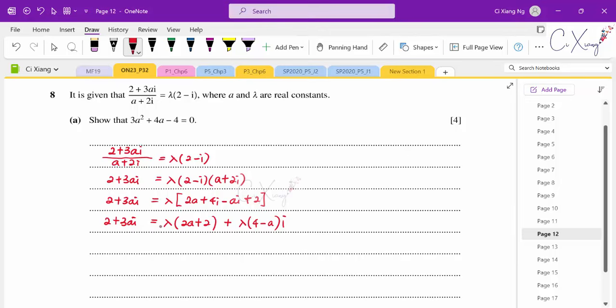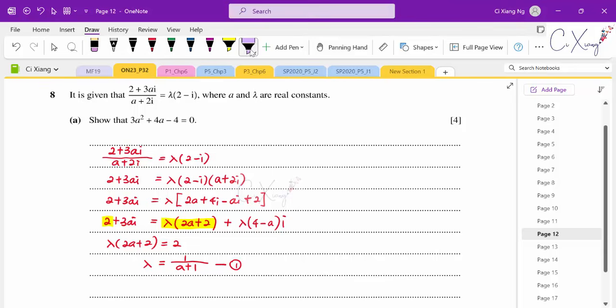Okay, so now I want to compare the real part with the real part and the imaginary part with the imaginary part. The real part means the part without the i. So it equals the 2 on the left-hand side. 2 is a real part, right? That means there's no i. All right, so from here, I have lambda times (2a plus 2) equals 2. So you can have one equation in terms of lambda and a. So I have lambda equals 1 over a plus 1. I try to simplify them. All right, so this is what I have.